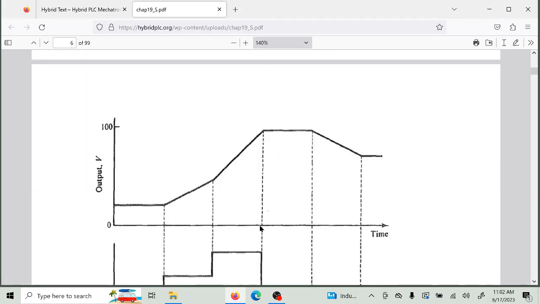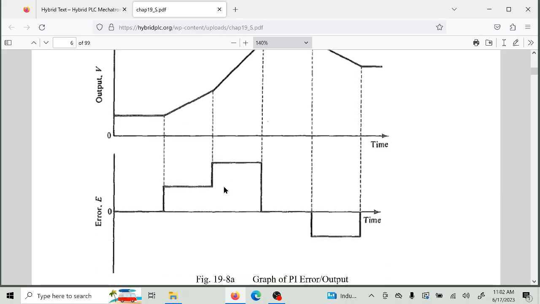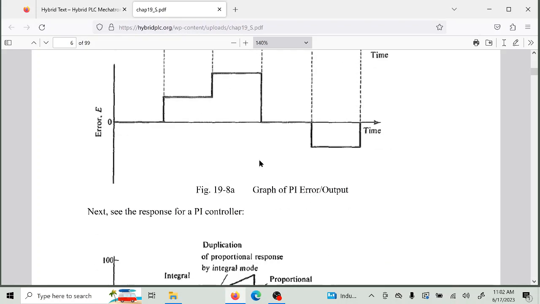Okay, so here is an example of the P and the I, not the D, just the P and the I. Here we start out with the output at a certain point. The error jumps up at this point, and at this point we start with the integral of the error. So basically, at this point in time, the output starts moving up. At this point, it moves up faster.